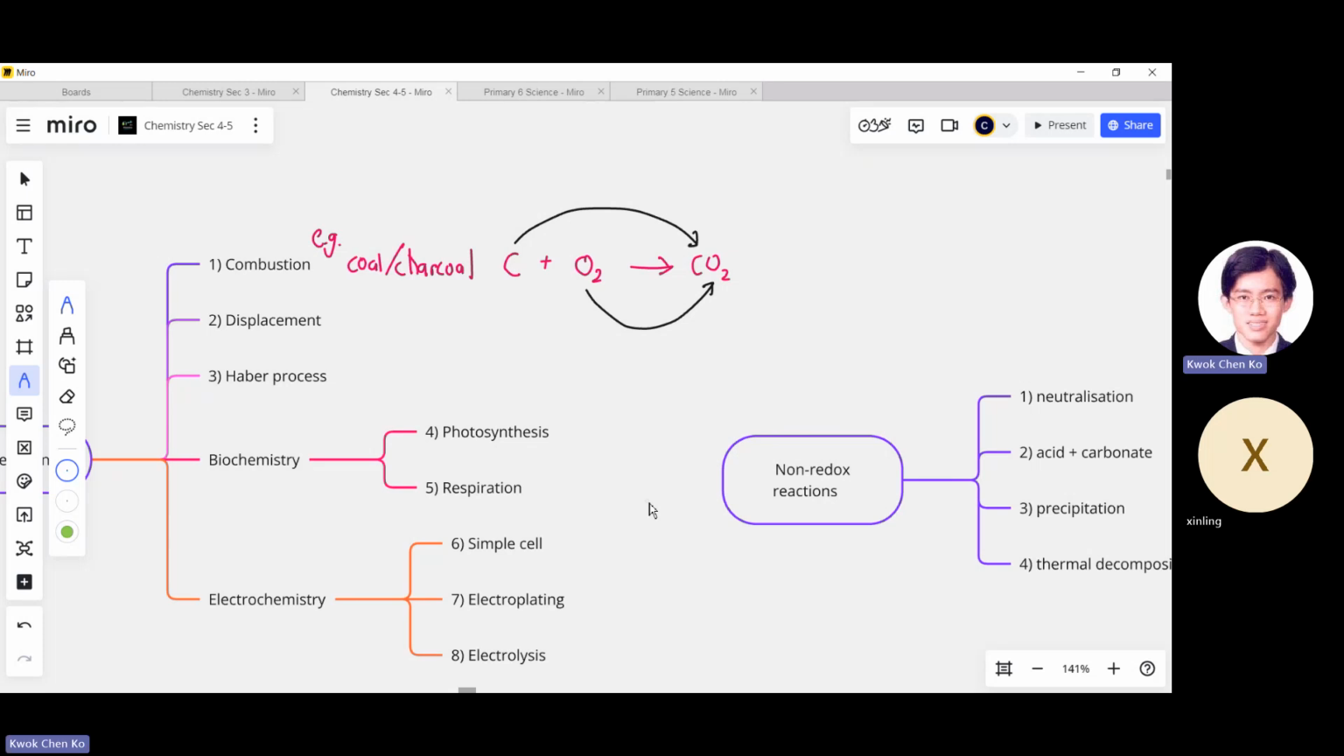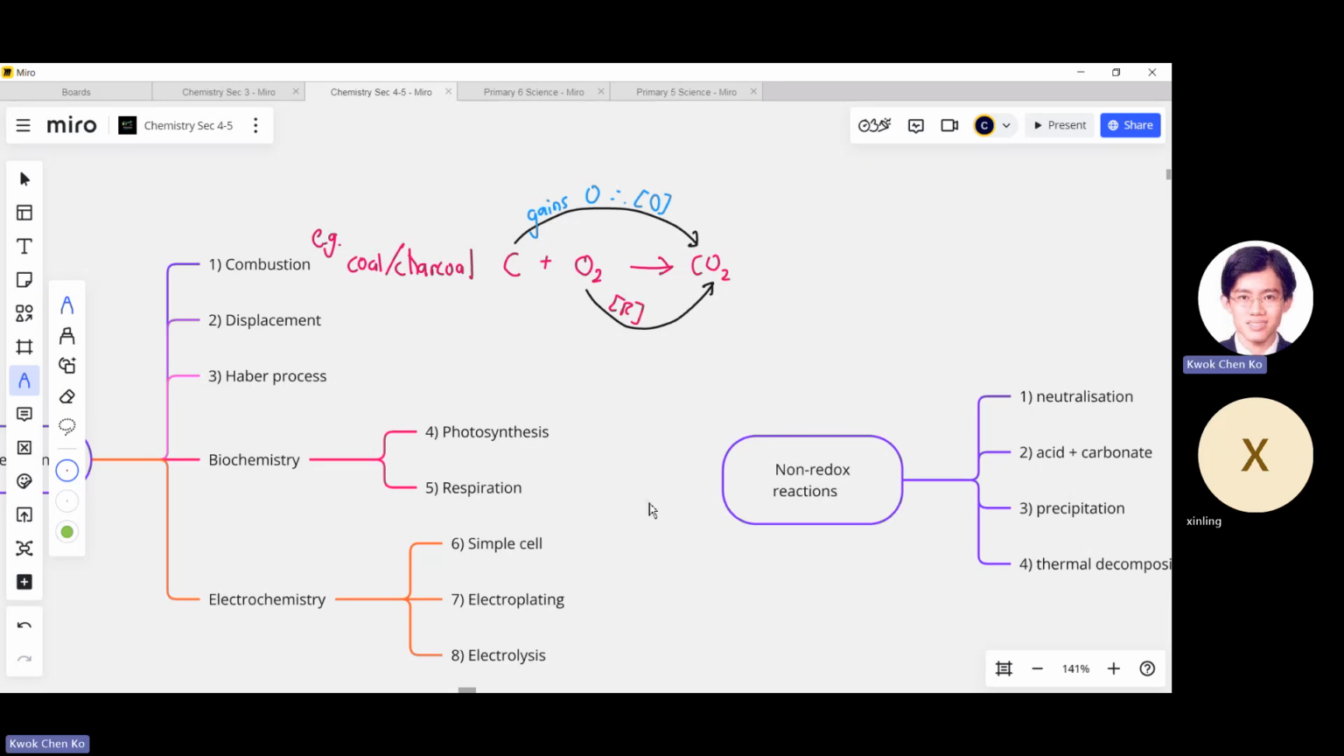C to CO2 is... Why? Yes. Guys, try to recall, we did this last week. It gains oxygen, so therefore I classified this as oxidation. And automatically, you should know the other pair must be reduction.